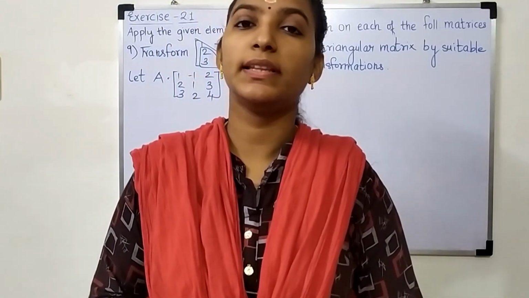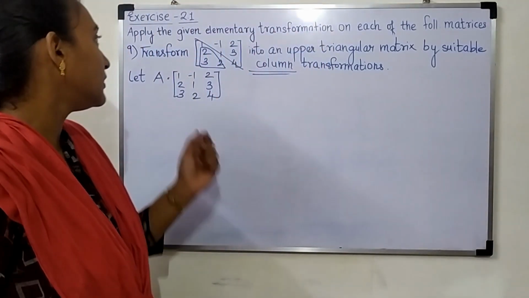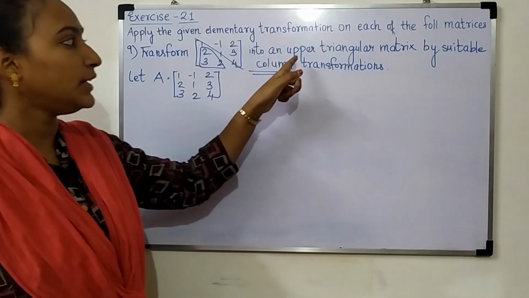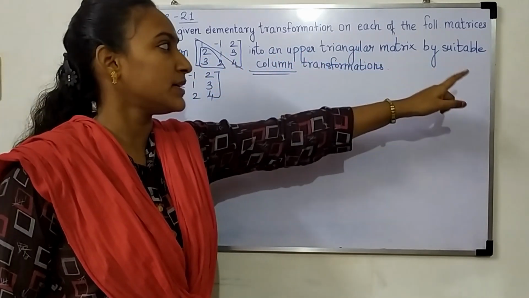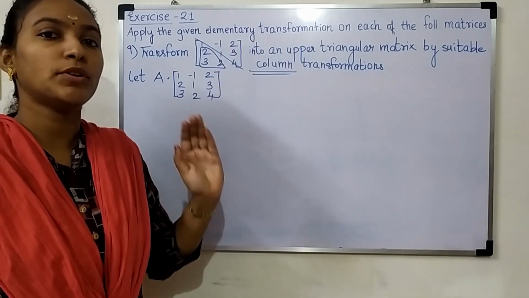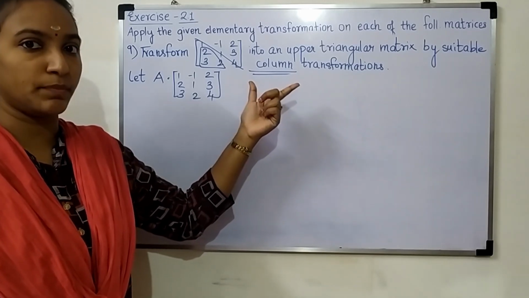Today we are going to solve the last question of exercise 2.1. The question is: transform the given matrix into an upper triangular matrix by suitable column transformation. The transformation to be performed is already given in the question, that is, column transformation we have to perform.